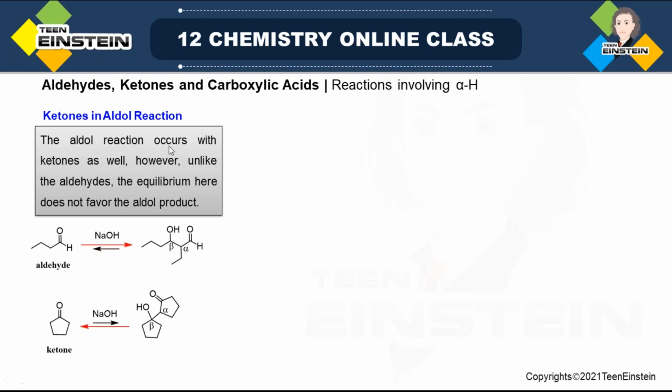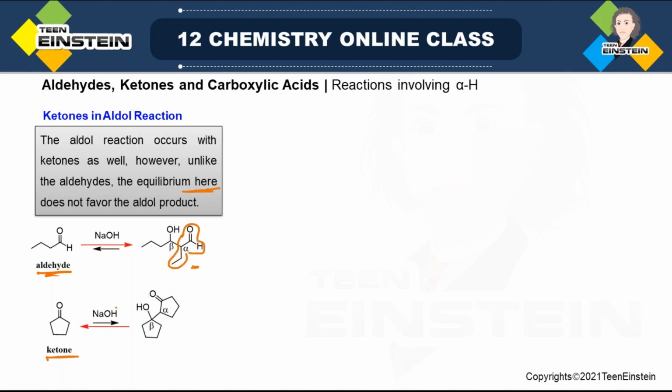Aldol reaction can also occur with ketones as well. However, unlike the aldehydes, now the equilibrium does not favor the aldol products. If you look at the equilibrium sign, this is aldehyde molecule, this is ketone. Now in case of aldehyde, the forward arrow is longer in red color. You are getting the product. So this is one part.